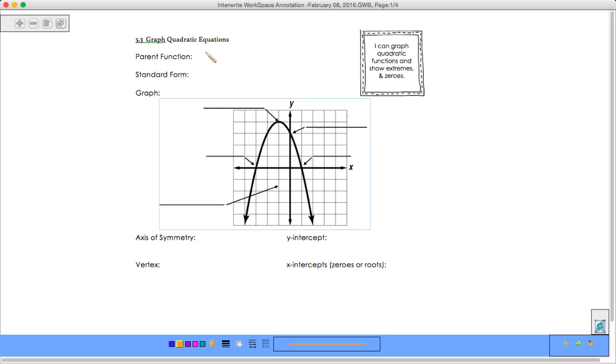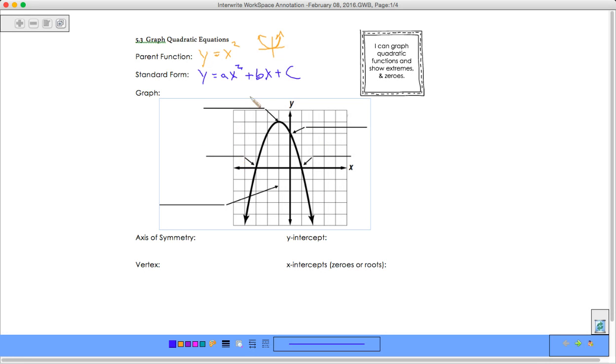So the parent function of a quadratic is just y equals x squared. So that is a parabola that opens up, centered at 0, 0. That means it's a U shape that opens upward. And it should be symmetrical. Okay? Alright, our standard form looks like y equals ax squared plus bx plus c. Okay, where c is our y-intercept.